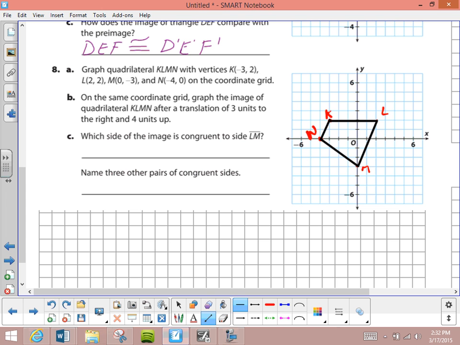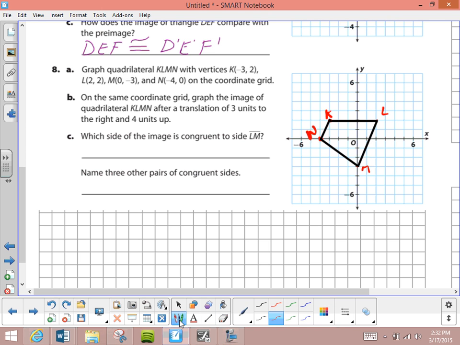And you should get almost like a trapezoid. I can't tell for sure, but it looks like 2 of those lines are parallel. All right. Which side of the image, wait, we have to, on the same coordinate grid, graph the image of the quadrilateral KLMN, which is that one, after the translation of 3 units to the right and 4 units up.